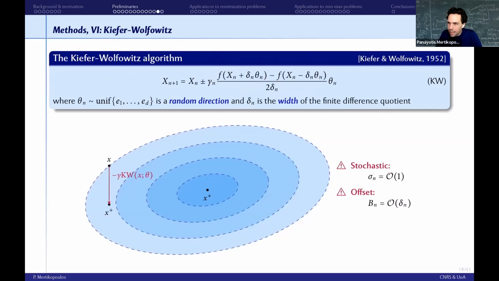All right, and this method is a stochastic method because the direction is picked at random, and it also has an offset because the estimate of the gradient is not perfect. It has an O of delta n error relative to the true gradient, where delta n is the width of this finite difference quotient, but otherwise it is just a special case of this stochastic approximation template.